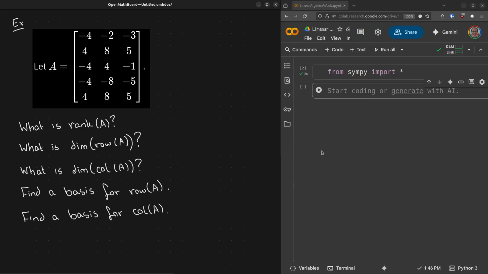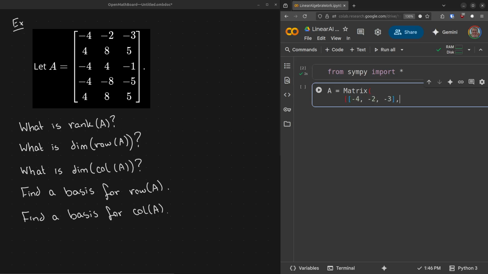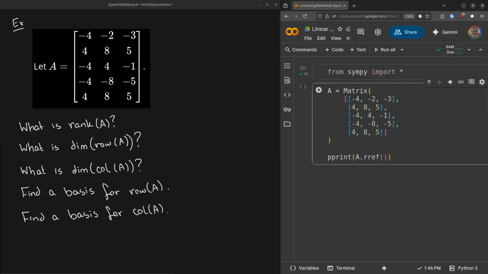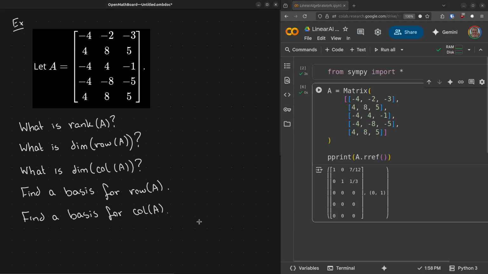If you know what you're doing, if you understand the theory we just developed, we can learn all this information very quickly and easily once we get the reduced row echelon form of A. Okay? So my first step is I'm going to take matrix A and I'm going to find its reduced row echelon form. And there we have it.